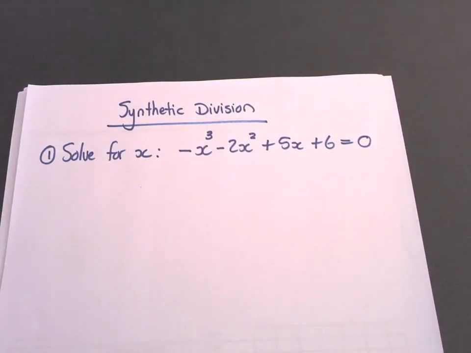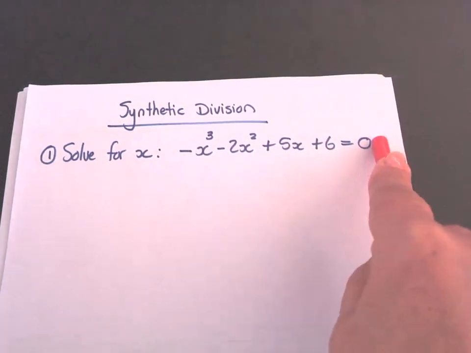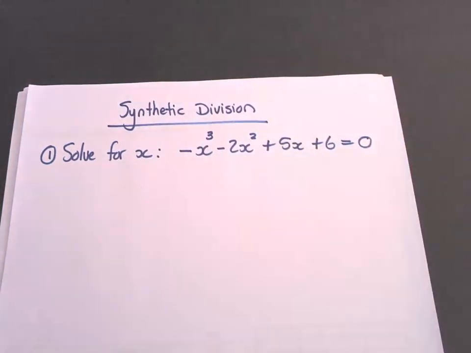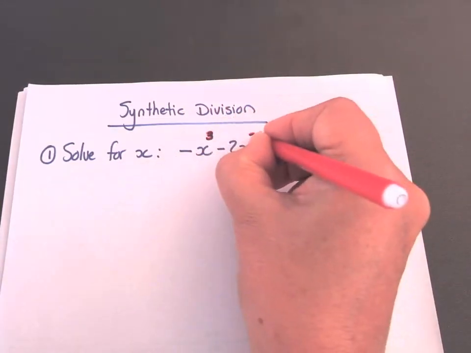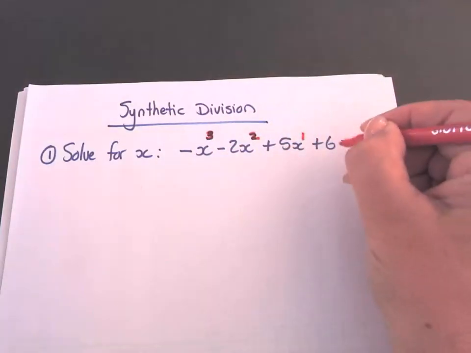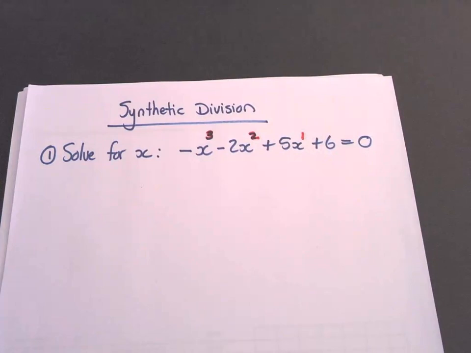The first step, and now you must make notes of all your steps, is always to make sure that the equation is in descending order of exponents. So there must be a 3 and a 2 and a 1 and a 0. X to the power of 0 is 6. That's your first step.